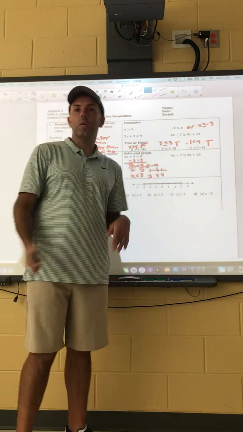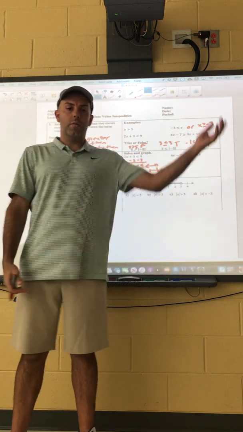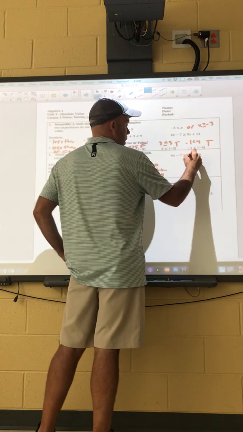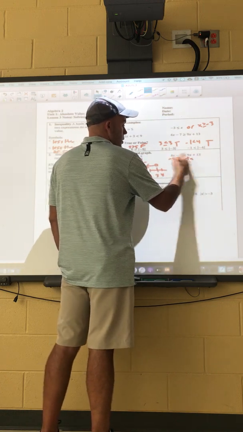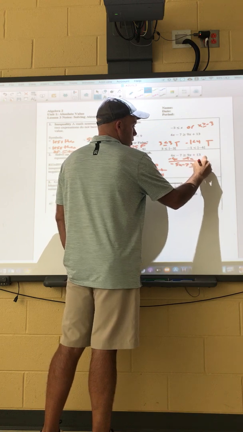Now on this one, we have variables on both sides. For simplicity's sake, let's just always get the variable to the left, and then we can adjust what we need to from there. So we're going to subtract the 9x from both sides, and that leaves us with -5x minus 7 is greater than or equal to 13.